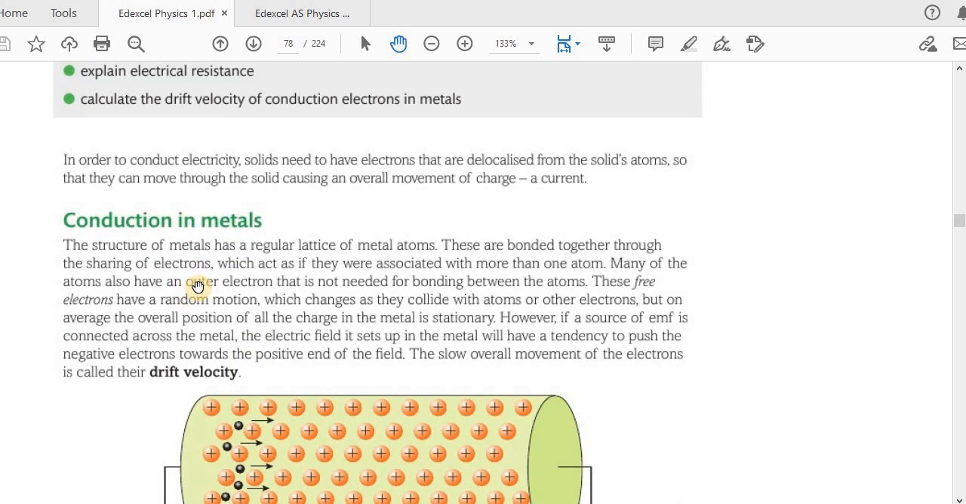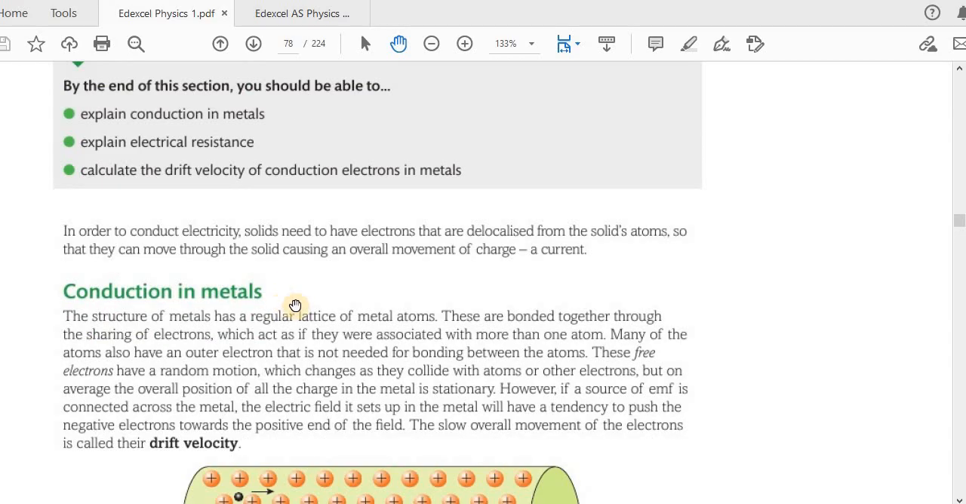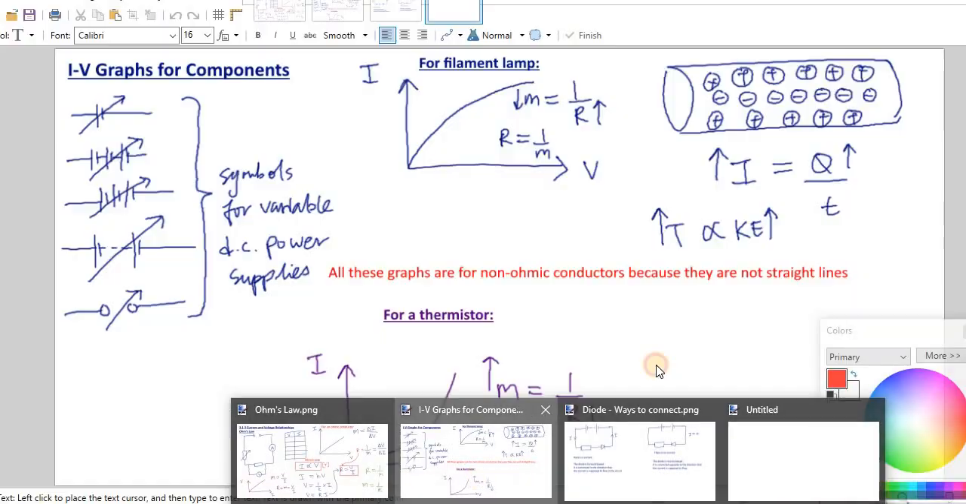When I was discussing the Ohm's law chapter, the IV relationships, current-voltage relationships, that is chapter 3.1 part 3, I explained this, but we will see. In order to conduct electricity, solids need to have electrons that are delocalized from the solid's atoms. Remember the delocalized electrons? I will go back to that, then it's easier.